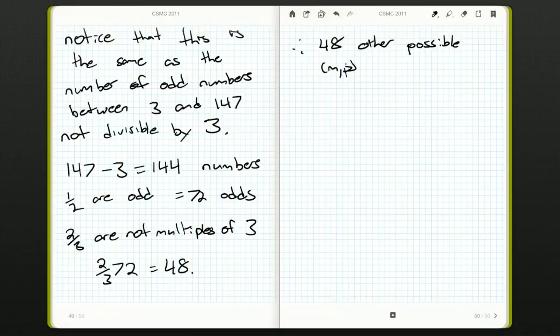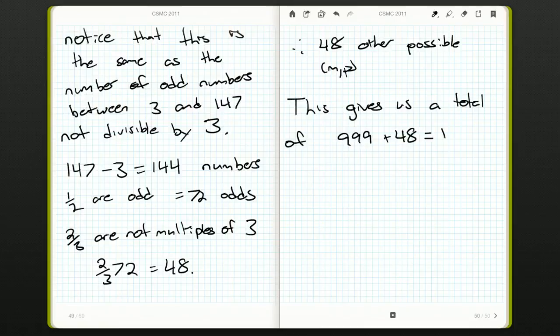I mean, our lowest one is 1 plus 5 is equal to 6. So we're all set. All we had to do was count them, and you could count them any way. This is the way I chose to count them. If you wanted to write them all out, it's only 48 numbers, so it wouldn't be too tricky. But as you can already see, this question's a tad time-consuming. So this gives us a total of, well, how many did we have before? 999 plus 48, and that's 1,047, I think. Yep.